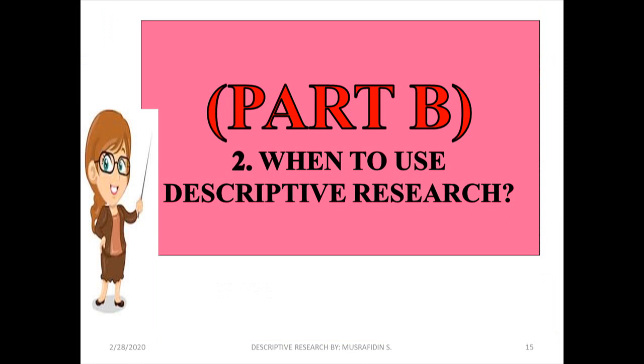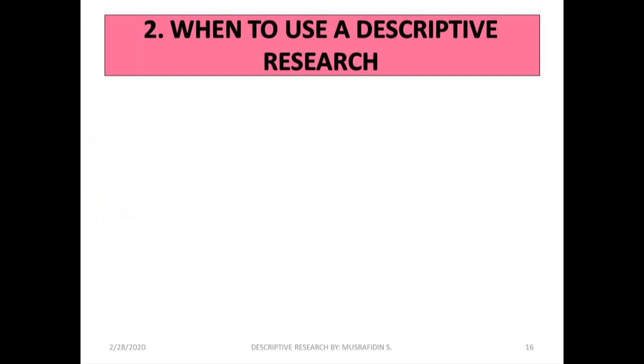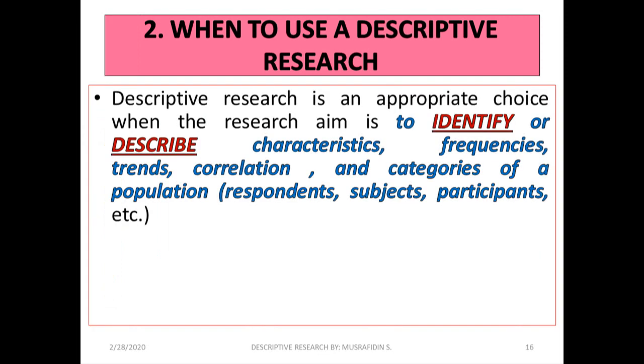Now we continue to part B, when to use descriptive research. Descriptive research is an appropriate choice when the research aim is to identify or describe. Once again, I made the words in red color. The aim of descriptive research is to identify or describe. What is being identified or described? The characteristics, frequencies, trends, correlations, and categories of a population. Population here is another term for respondents, subjects, participants, or sample. We'll be talking about population and sample in a different video.